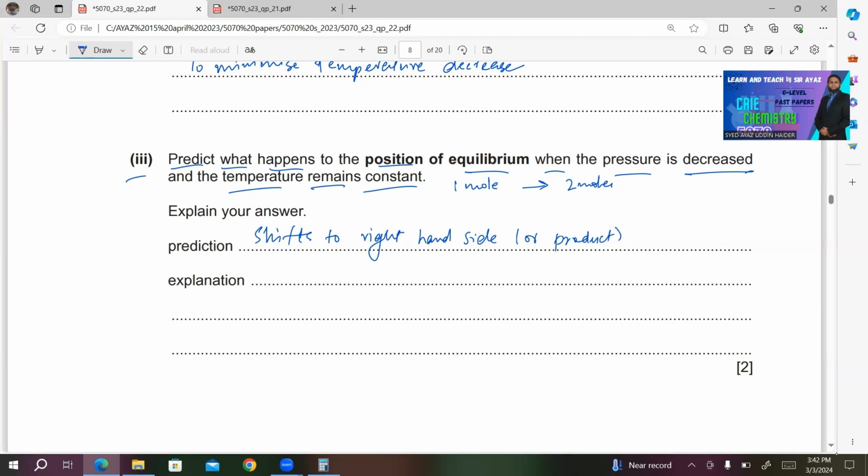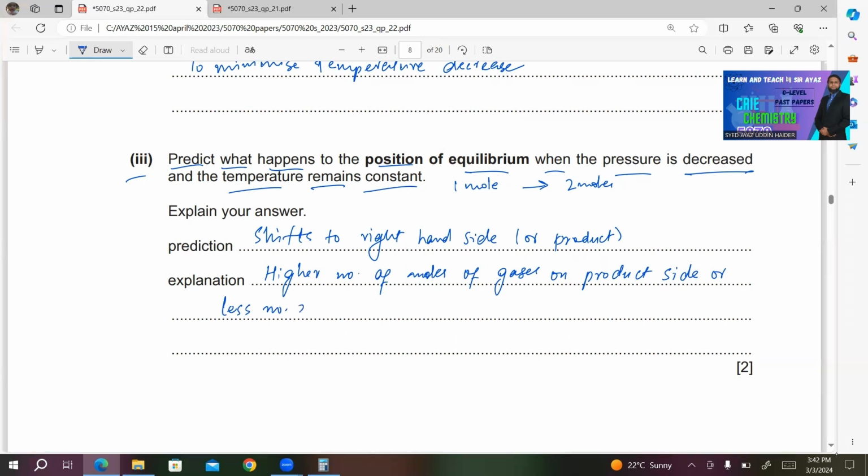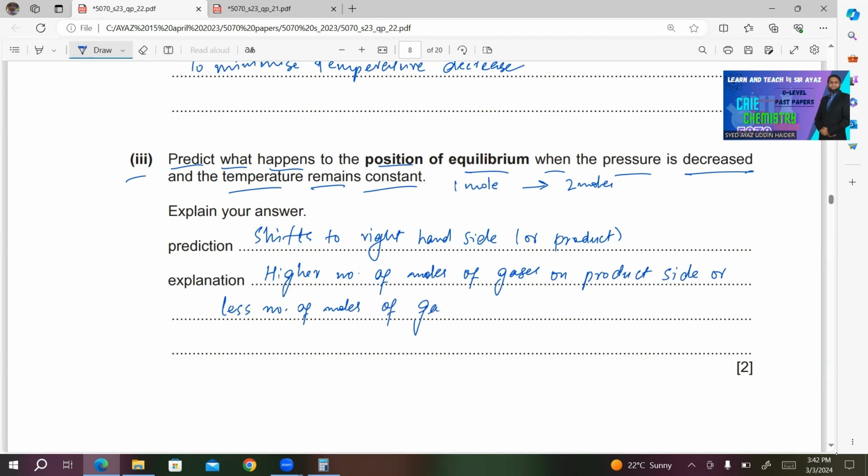Just write the number of moles. We have higher number of moles of gases on the product side. Mention gases. You can also refer to the volume of gases on product side, or less number of moles of gases on reactant side.